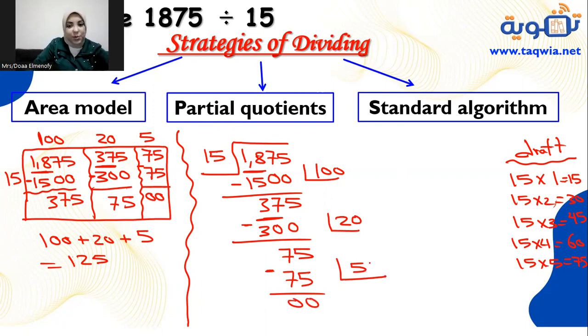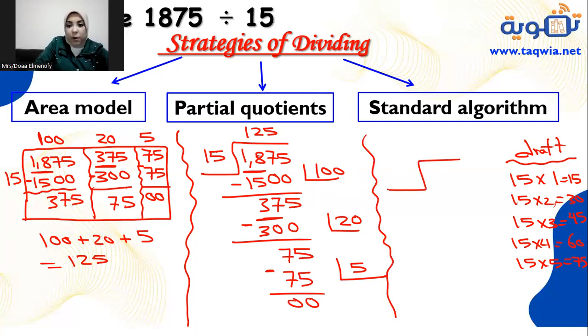Now what we have to do to get the quotient, we have to add these partial quotients. So here we have 100 plus 20 plus 5, it's 125. This is our quotient. Okay, what about the standard algorithm?